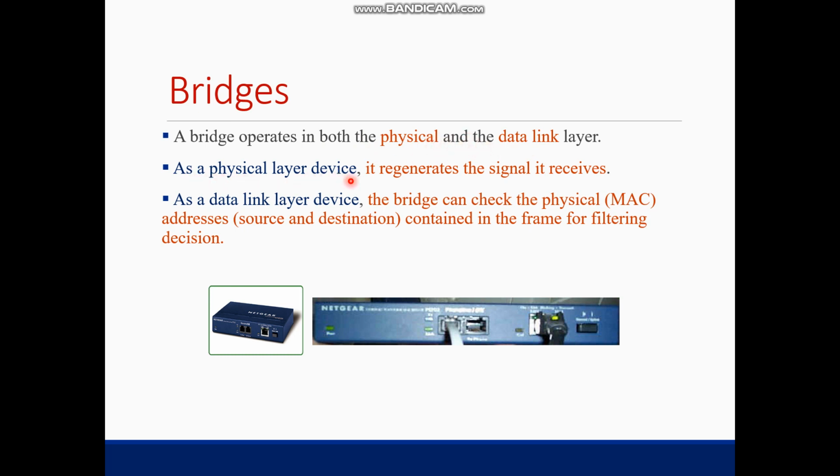In the physical layer, it regenerates the signal, so it works like a repeater. But in the data link layer, it recognizes the MAC address of the source and the destination. We know that in the data link layer, the MAC address is used in order to communicate between the hosts. So the bridge recognizes the MAC addresses of the source and the destination for a filtering decision, in order to send that data to that receiver or not, based on the destination which is placed in the header of the message sent by the sender.